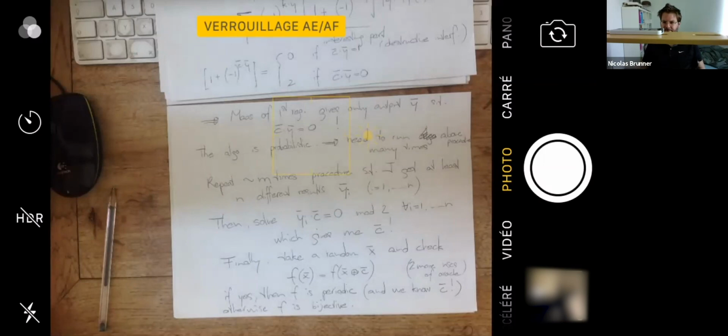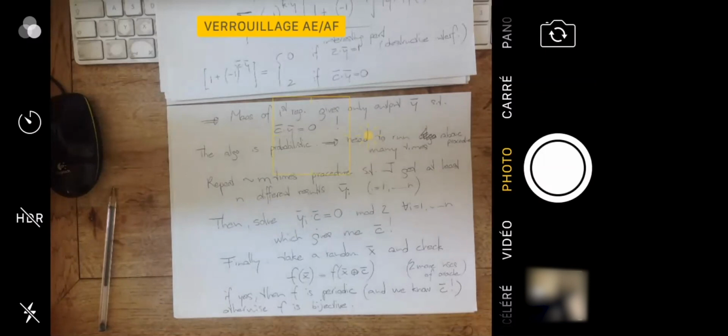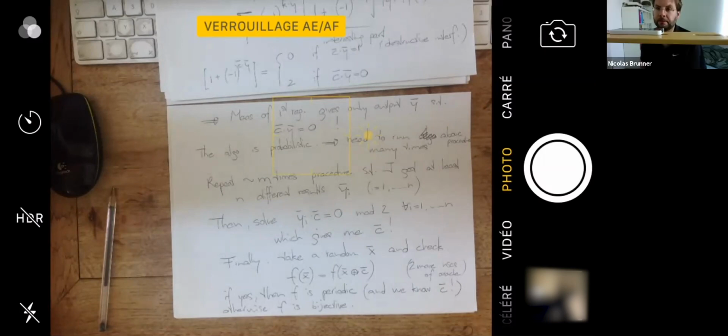Good. Any other question? Here in all the dot products that we're doing, the C times Y and Y dot X, those are modulo 2, right? Yeah, everything is modulo 2. Okay, good.